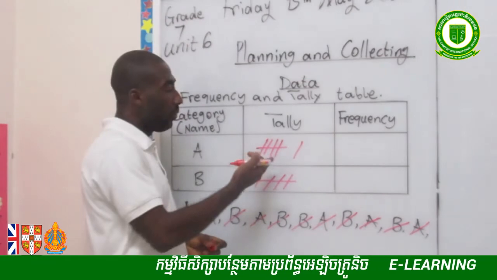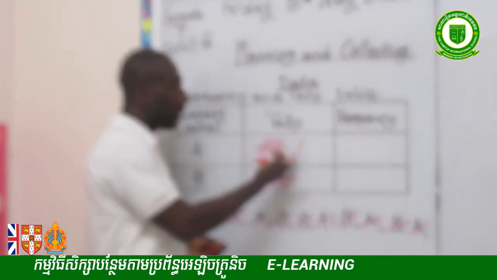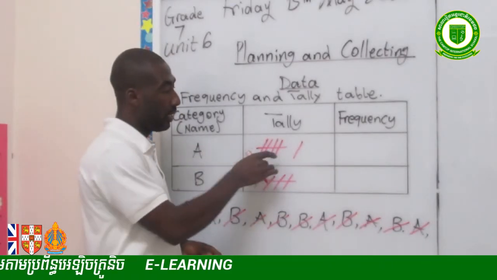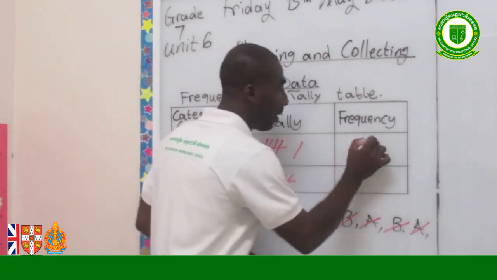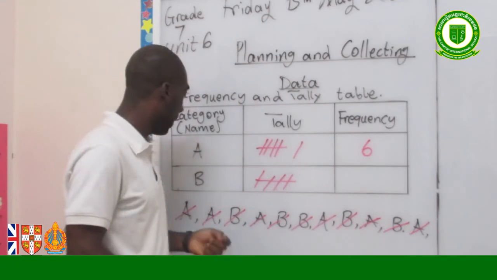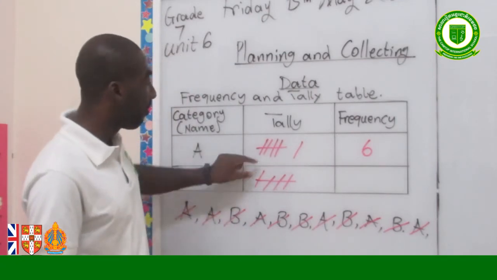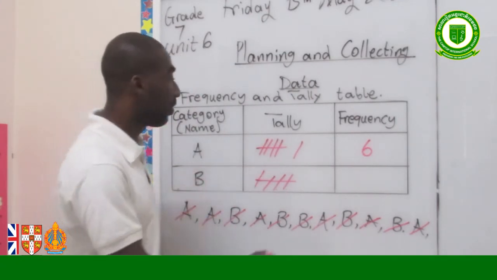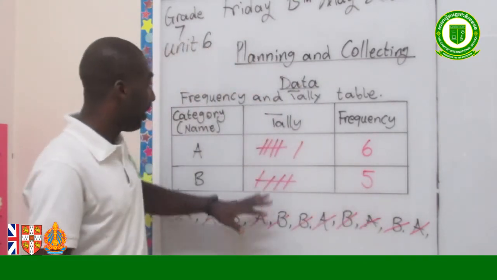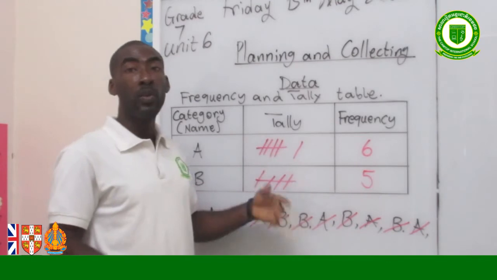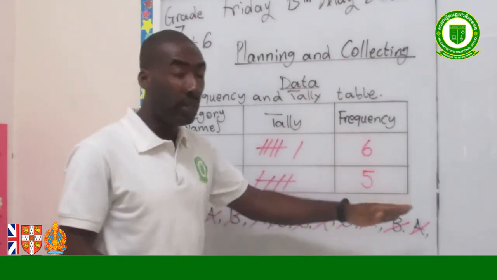In our tally, we realize that we have 6 of A's, because this is 5 and 1. So this is 6 of A's. So this will be 6. And with the B, we have 5 of B. So our value here will be 5. So this is what we do when we are doing tally and frequency.